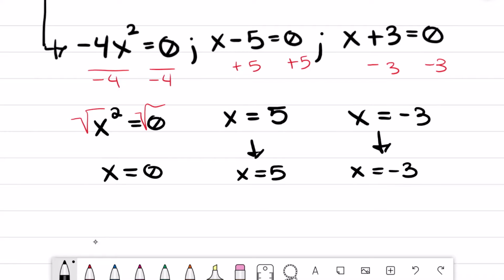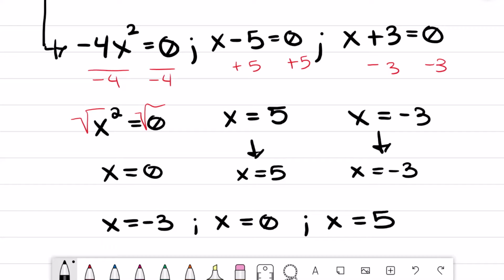I'm going to rewrite my -3 as my first solution. x is equal to -3. I'm going to then write my second solution, which is going to be x is equal to 0. And then I'm going to write my third solution, which is going to be x is equal to 5. All right, so now that we have our 3 solutions, we're going to go ahead and look at the graph and compare and confirm that these in fact are our solutions. And then I'm going to show you what the graph looks like for this function.